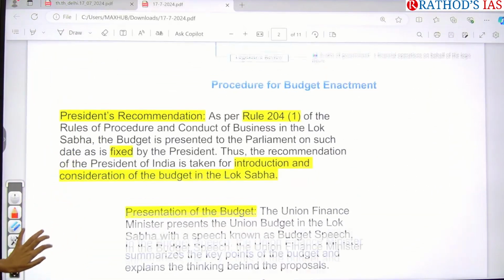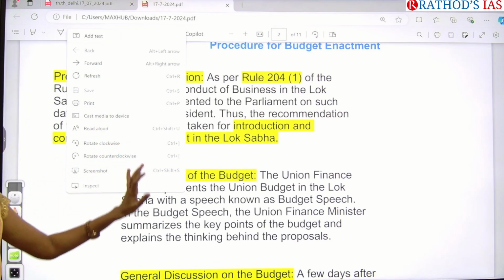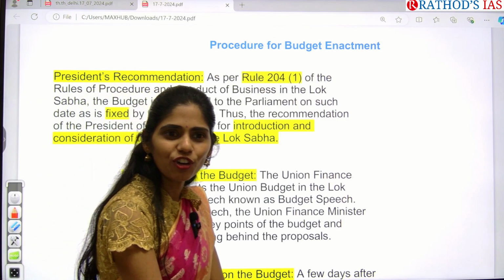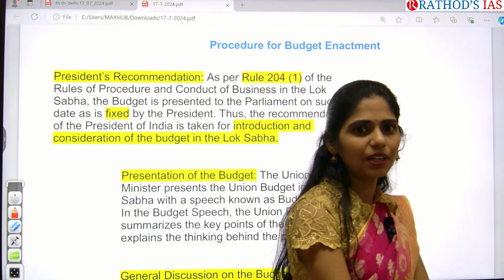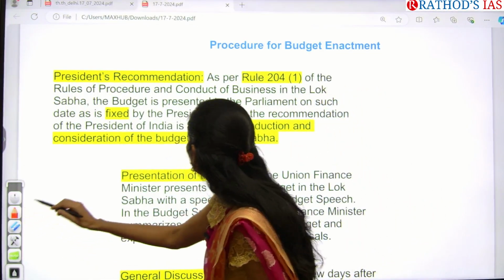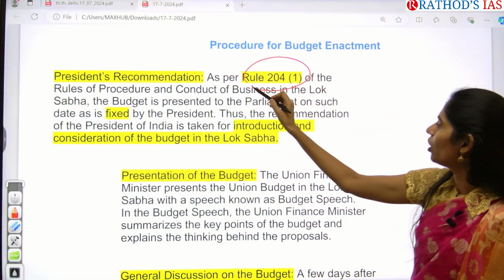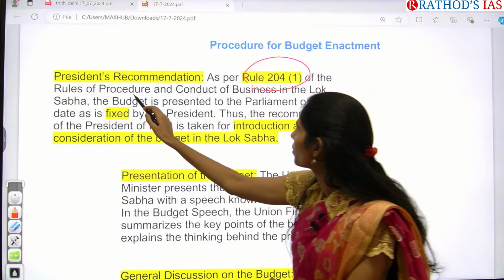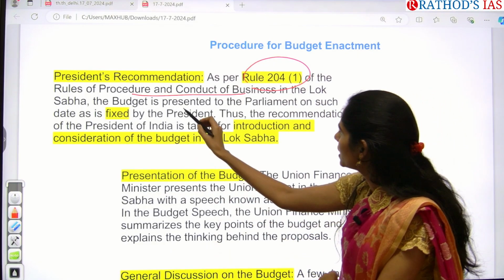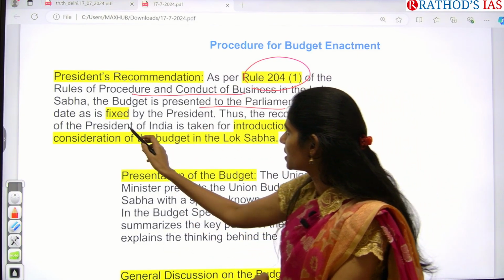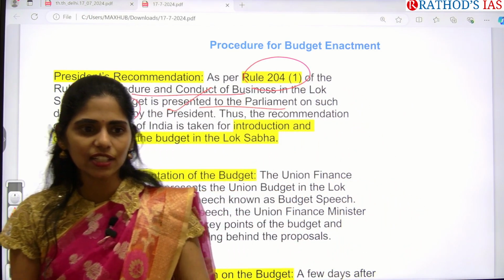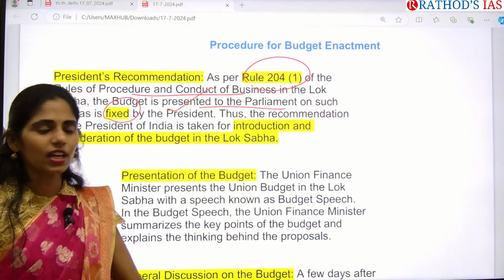Okay. Now let us see the procedure of budget enactment. What happens here is, before introducing the budget, there will be a recommendation of the president. It is written as per rule 204 of the rules of procedure and conduct of business in Lok Sabha. So the budget is presented to the parliament on a date which is fixed by the president. The president will fix on which date this budget should be introduced in the house.